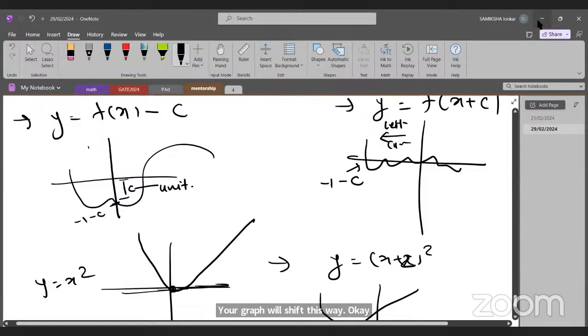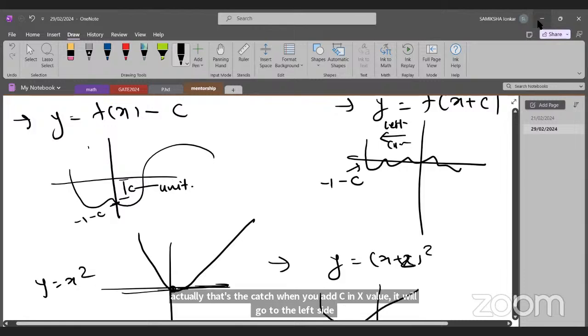Oh, x plus 2 actually increases the value of x, doesn't it? So doesn't it move right? No, actually, that's the catch. When you add c in the x variable, it will go to the left side. That is what I'm not getting. One minute, I will show you with a precise graph.